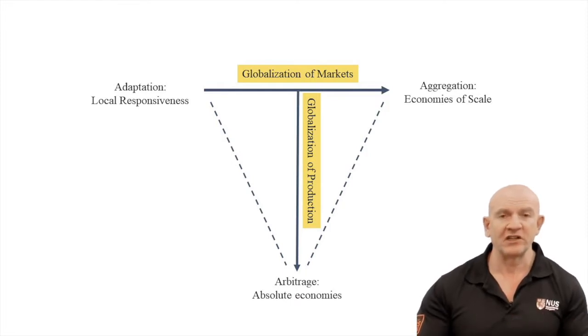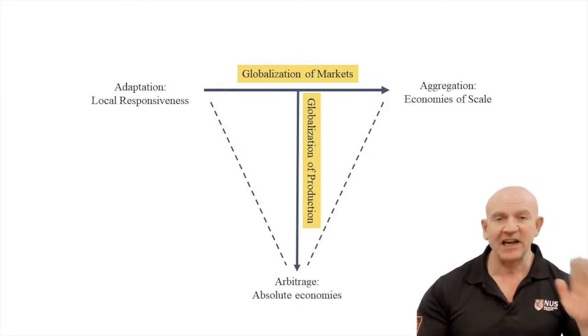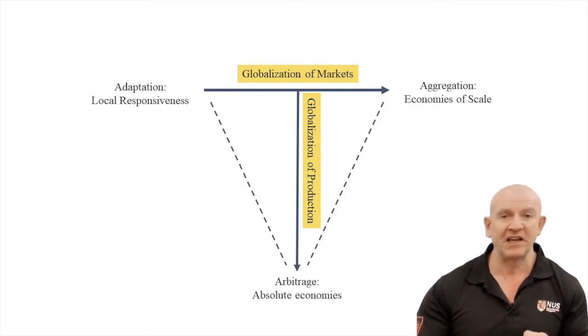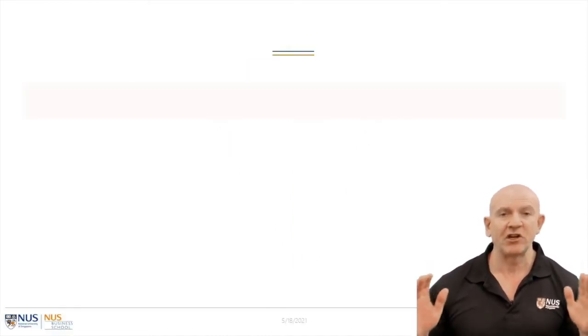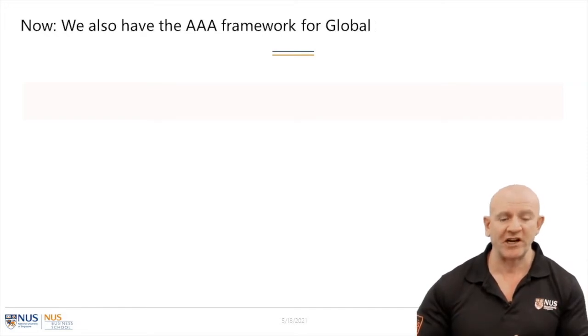So that's one of the importances. It heightens the idea that, yes, production is important. We know it, but let's think about to what extent it's going to be emphasized in the firm's global strategy. So that's why we now have what we can call the 3A framework for global strategy.